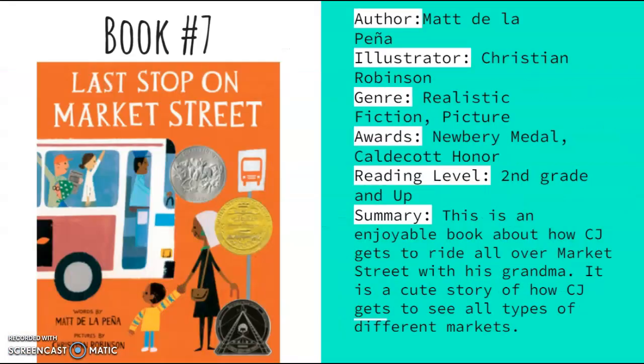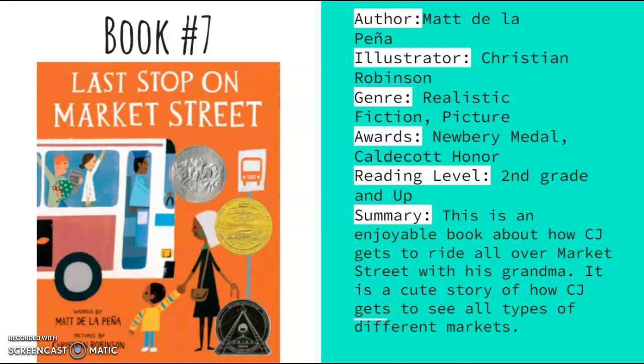For the 7th book, I have Last Stop on Market Street, and the author is Matt de la Peña. The illustrator is Christian Robinson. The genre is realistic fiction and picture. The awards were the Newbery Medal and the Caldecott Honor. The reading level is 2nd grade and up.